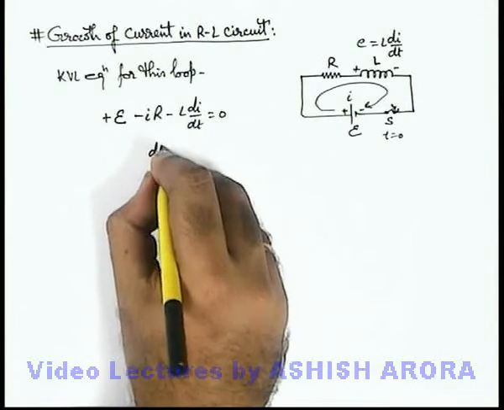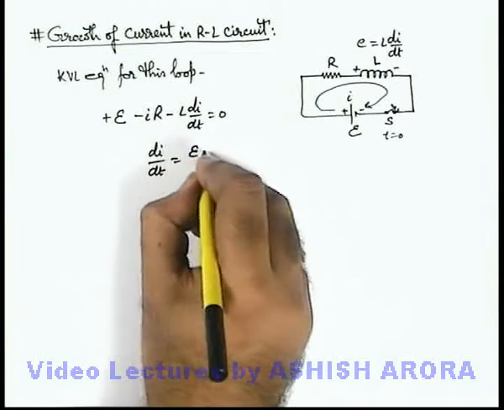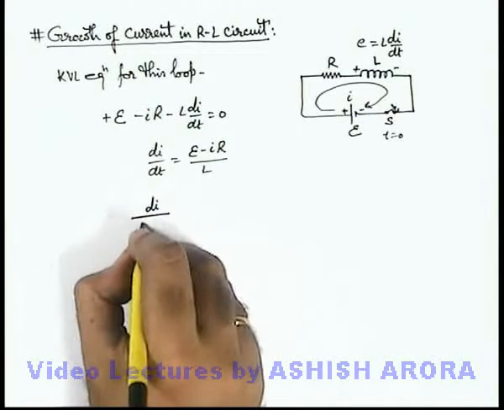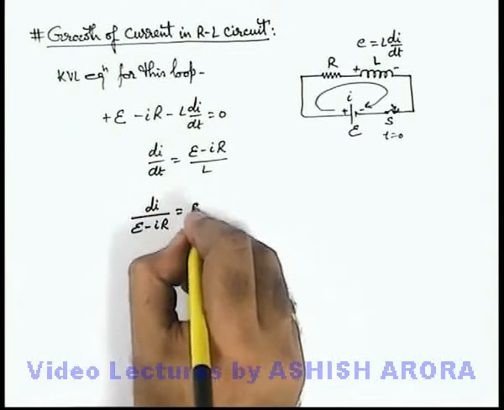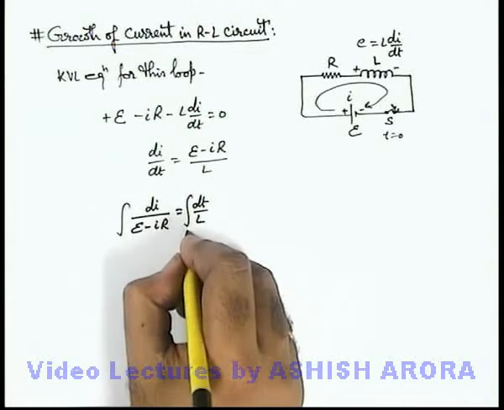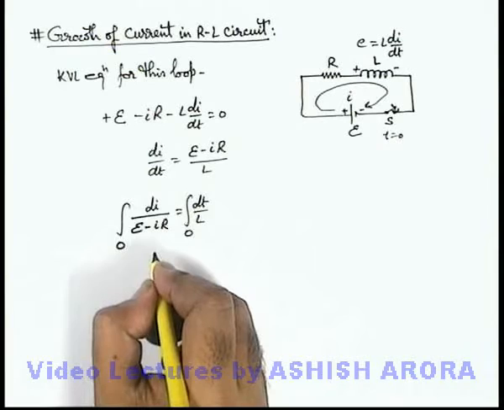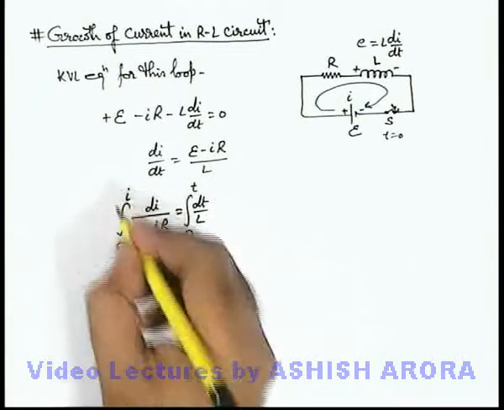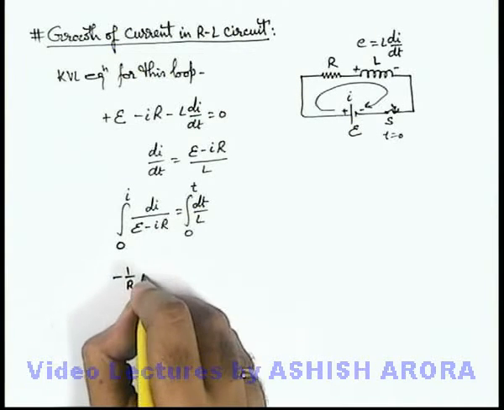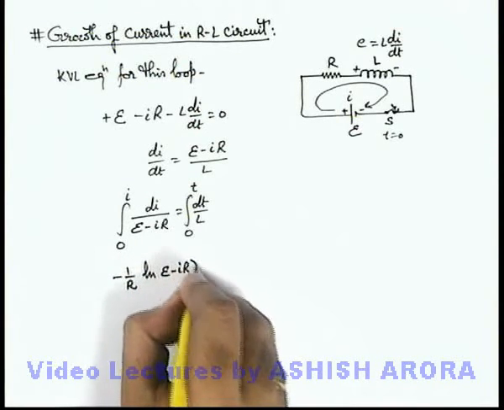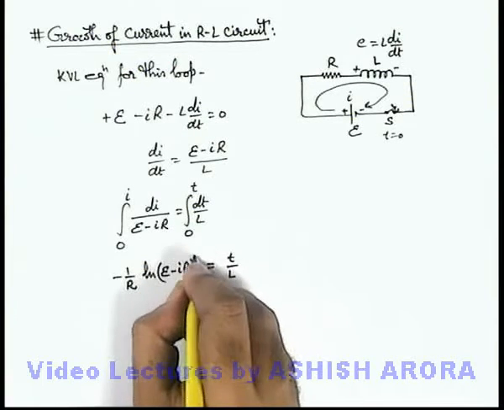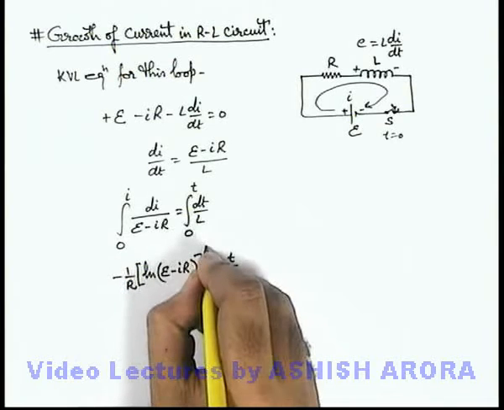Here we can write di by dt, on simplifying, as E minus IR by L. And further we can write di by (E minus IR) equals dt by L. Now if we integrate this expression, at t equal to 0 the current in the circuit was 0 and at time t the current rises to I. Integrating, this will be minus 1 by R ln of (E minus IR), and on the other side it will be t by L, with the limits of integration from 0 to I.